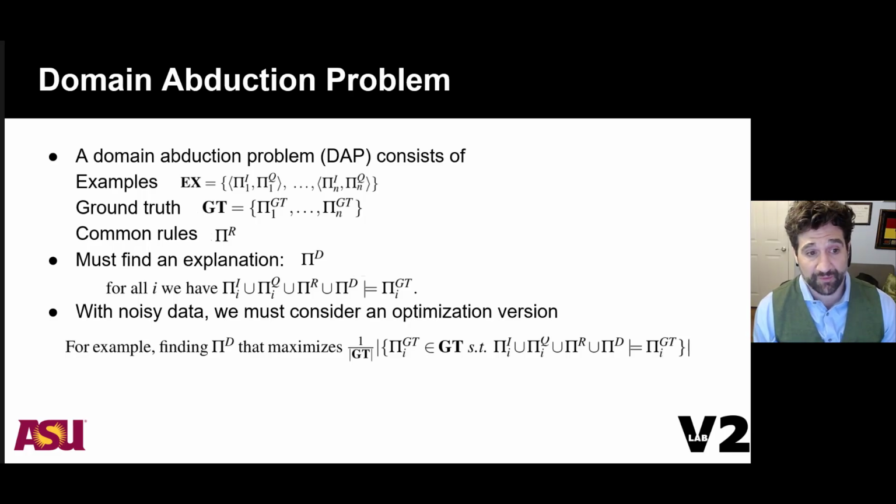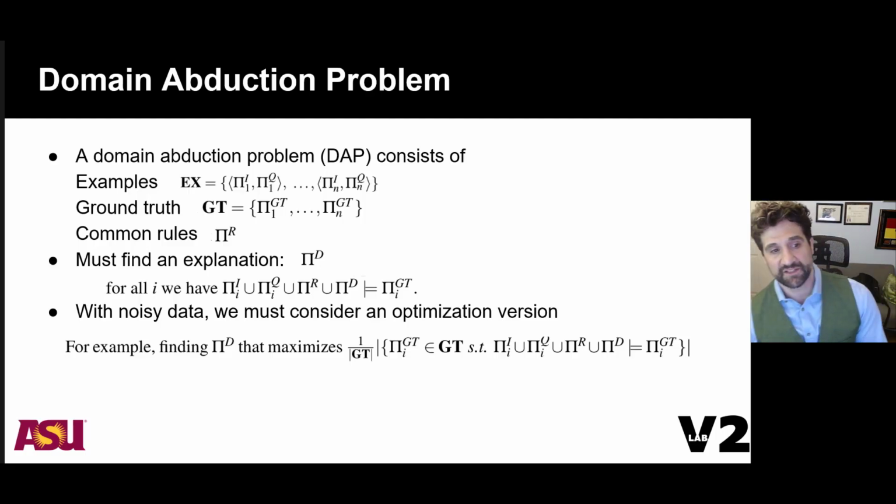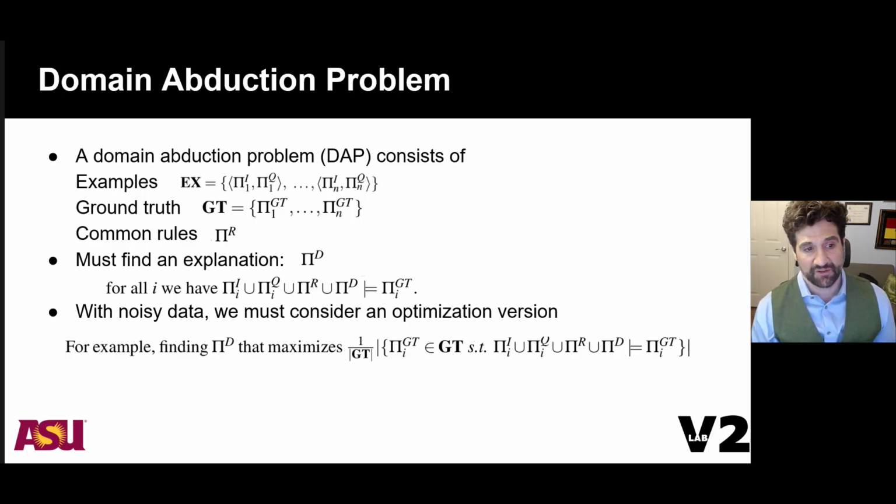And then we have ground truth about what the right answer is. And then we have some common rules as well. And we need to find explanation pi d, which is the domain knowledge, which you saw in the last slide. And you want to find pi d, so when it's unioned with all the logic program for the scene, for the rules, and for the query for each I, then you get the ground truth entailed. Okay? But of course, for noisy data, you want to just do this for as many of the training samples as possible. That would seem reasonable.